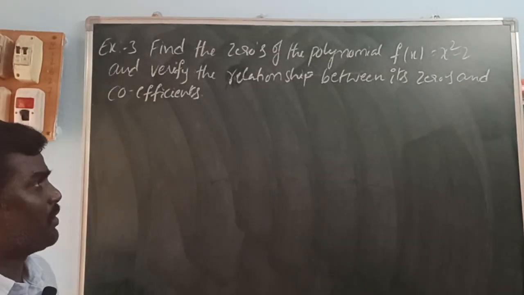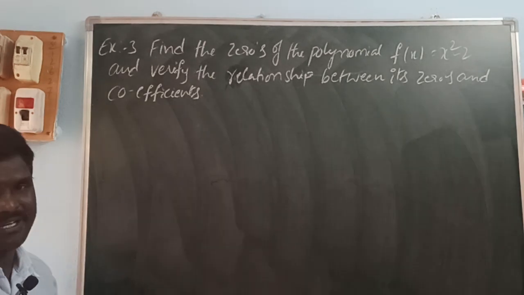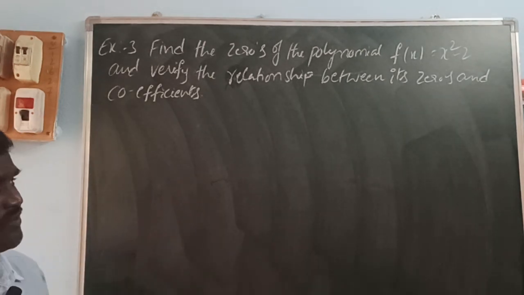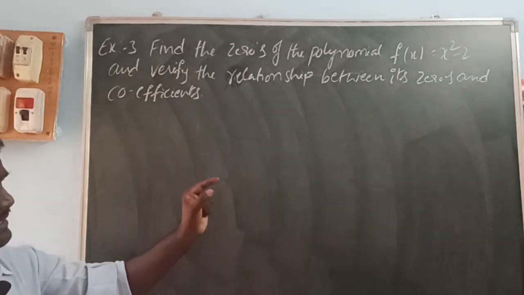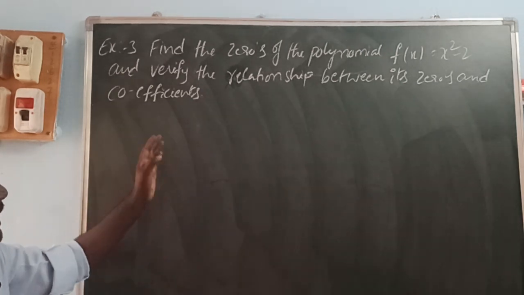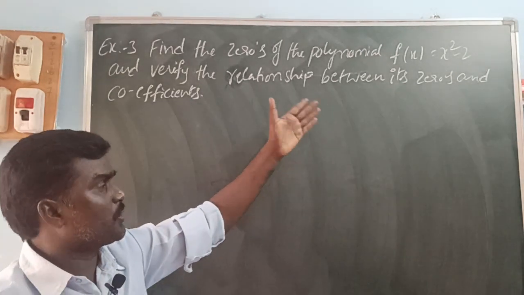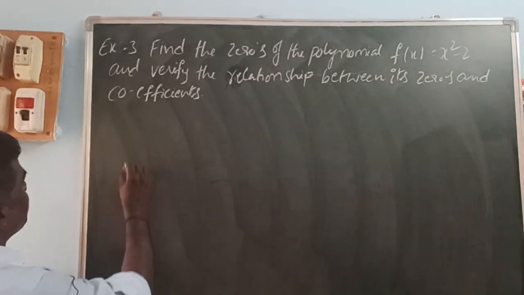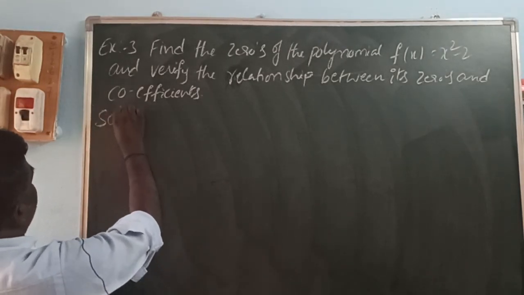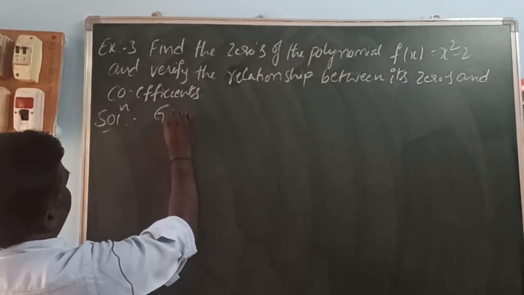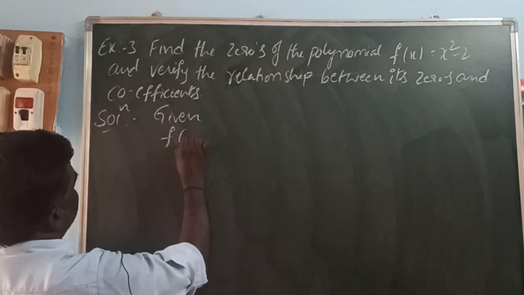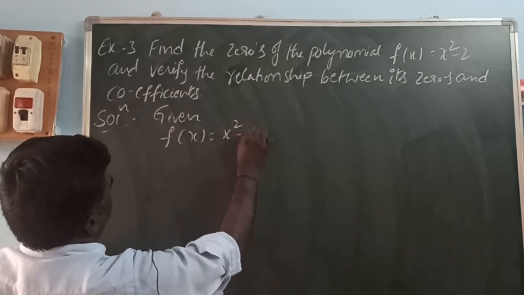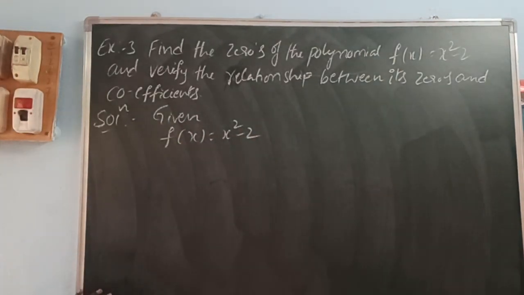Find the zeros of the polynomial f of x is equal to x square minus 2. f of x means the polynomial with variable x is equal to x square minus 2, and verify the relationship between its zeros and coefficients. So here, given f of x is equal to x square minus 2. For this polynomial you can find the zeros.